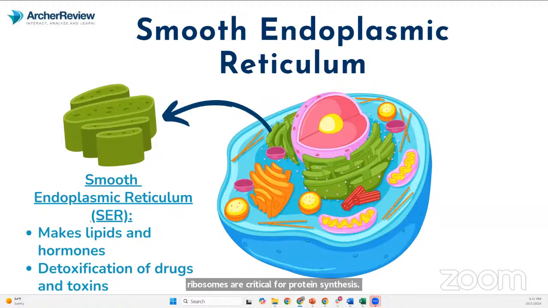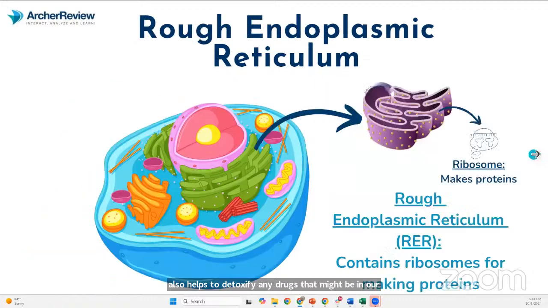The next one that we're going to take a look at is the smooth endoplasmic reticulum. This is often referred to as smooth ER. It is responsible for making lipids and hormones, and it also helps to detoxify any drugs or toxins that might be in our system.